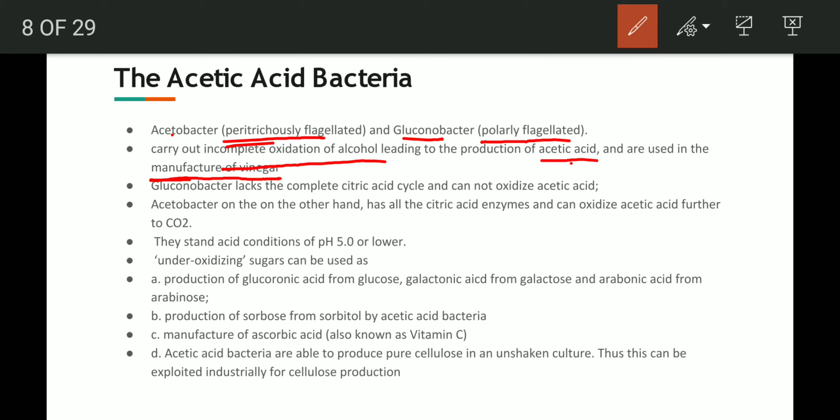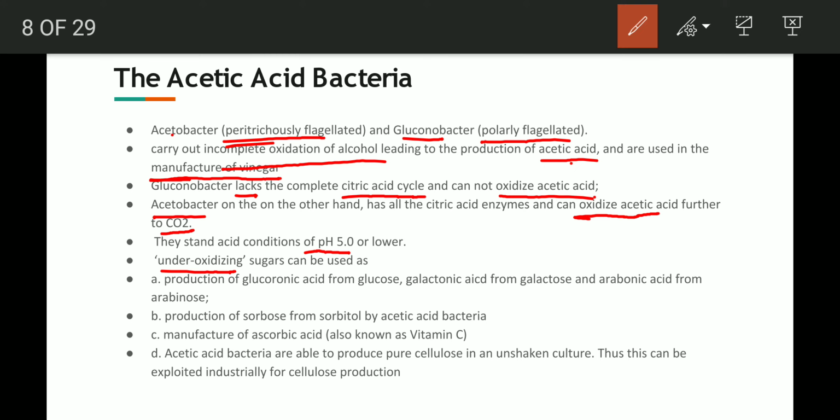The acetic acid bacteria, both the Gluconobacter and Acetobacter, can tolerate a pH of around 5 or even lower than that. That is, they can tolerate a highly acidic environment. Since they do not completely oxidize sugar, they are called under-oxidizing bacteria, or they have the property of under-oxidizing sugars.